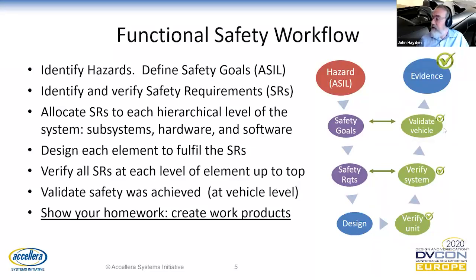And then at the top level, the vehicle maker, the OEM, is going to validate on a test track that it actually achieves functional safety. And all along the way, you show your homework. In other words, you create evidence through everyday work with work products that you can keep for years afterwards to show that the system process was followed.